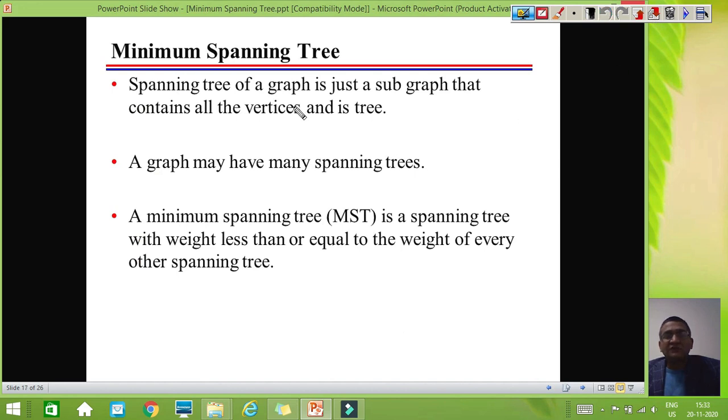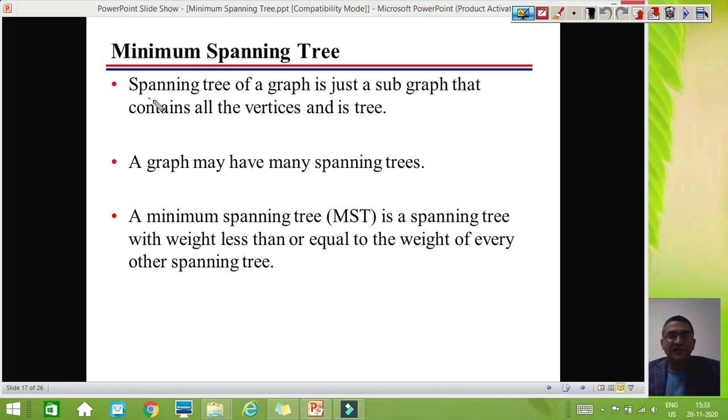So a minimum spanning tree is a spanning tree which has a minimum value among all the spanning trees. Now what are spanning trees? A spanning tree is basically a constituent of any graph. It's basically a subgraph that contains all the vertices and is a tree.